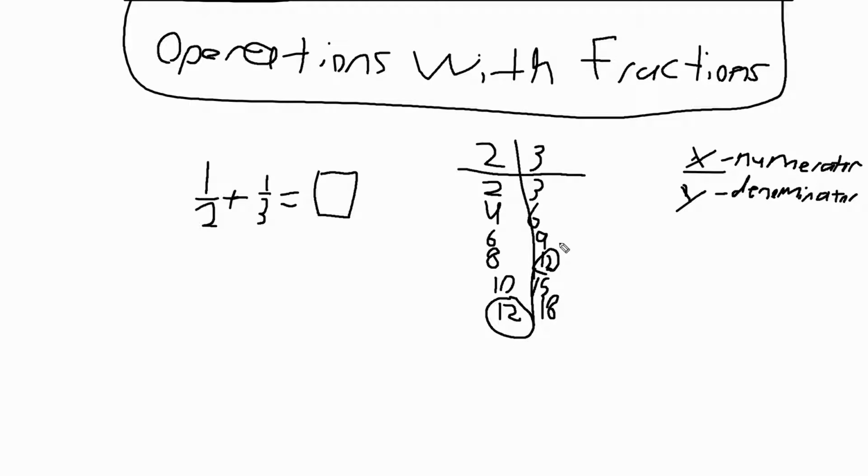Now we could use that, but the smaller the number, the easier this will be, and we can see that there's a 6 on both sides. So we can use the 6, and there's no smaller number than 6.